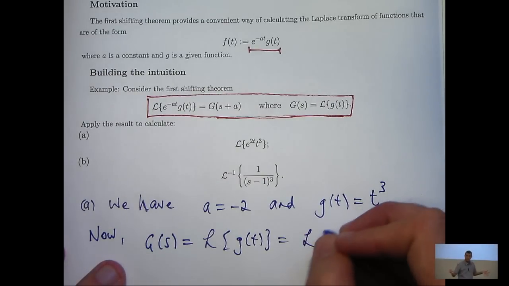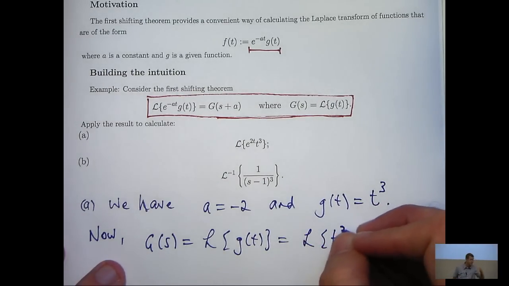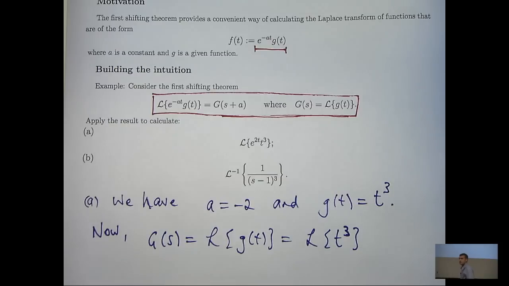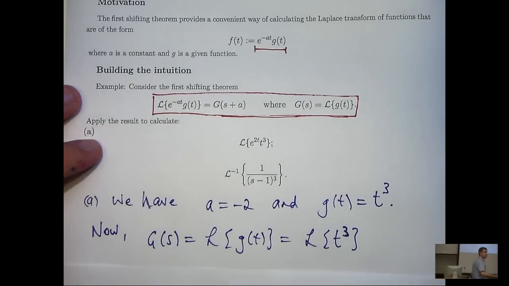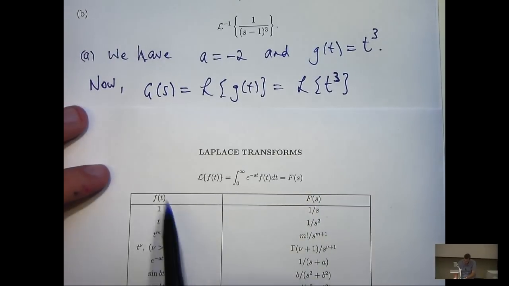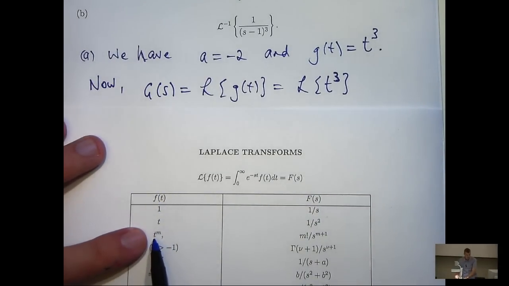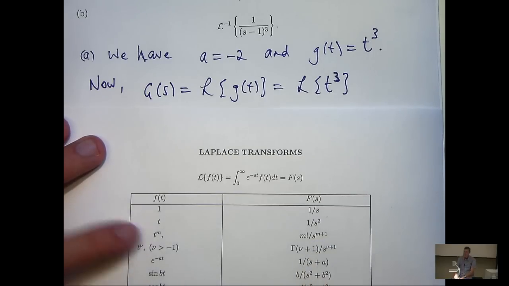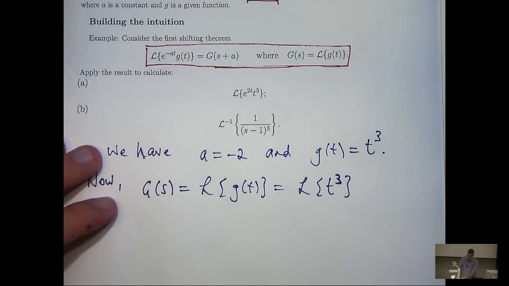To calculate the Laplace transform of t cubed, we could do it by first principles, but I'm actually going to use a table because that is standard practice with Laplace transforms. So let's go down to our table. If we look down the left-hand column, then if m equals 3 in this third line, we're told that the Laplace transform of t cubed is 3 factorial over s to the power 4. So let's write that down.